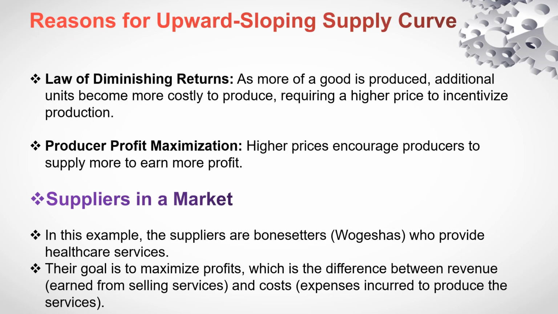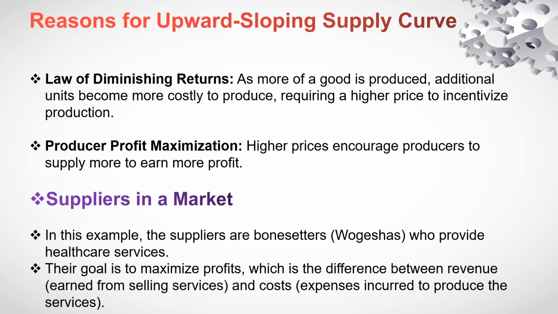Reason for the upward slope of the supply curve. Law of diminishing returns: as more of the good is produced, additional units become much more costly to produce, requiring a higher price to incentivize production. Producers' profit maximization: higher prices encourage, and I should say motivate, producers to supply more and earn more and more profit.